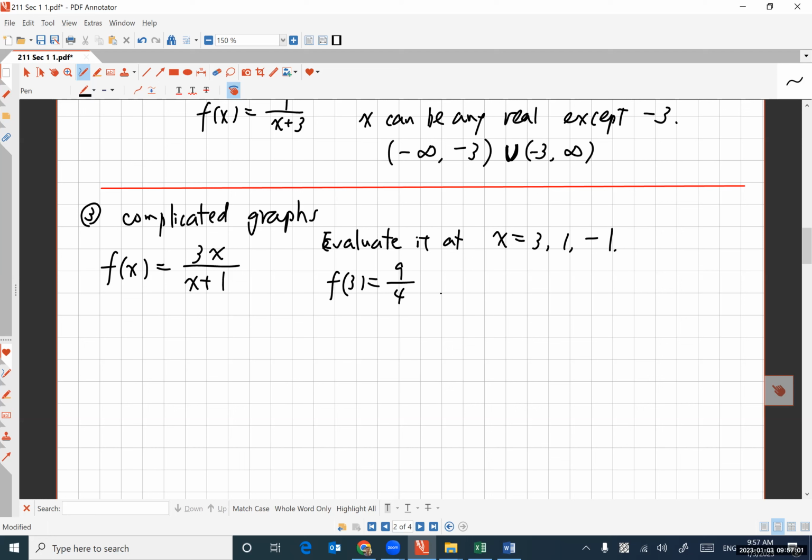No problem, right? Evaluate this at 1. What do you get? That's going to be 3 over 1 plus 1, which is 2. How about evaluate this at -1? So that's going to be -3 over 0. You have a problem with this? Of course, you should have a problem with this.